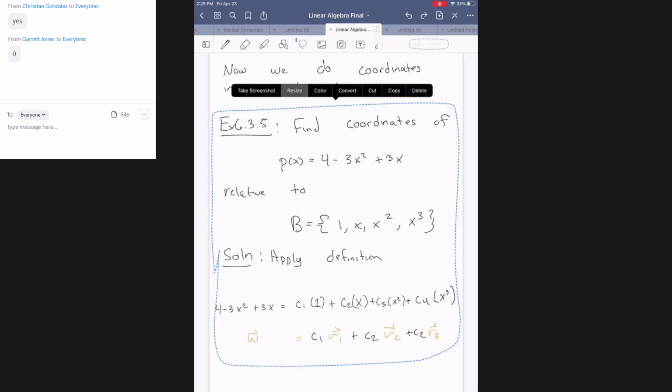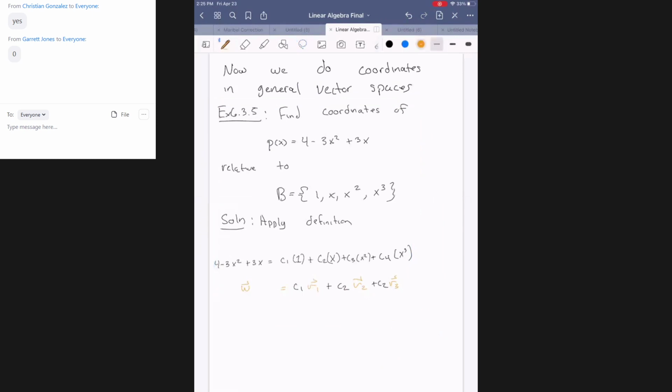So here, the coordinates of p of x with respect to B are 4, 3, -3, and 0. That's nice to know, but what is it telling me? It tells me that the coordinates of this polynomial with respect to the basis B are 4, 3, -3, 0 in that vector space.